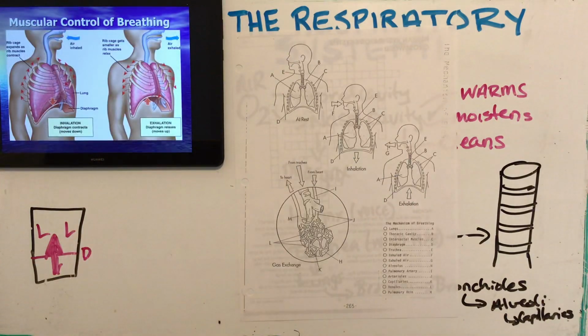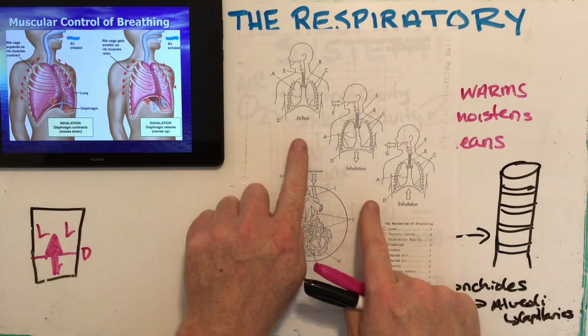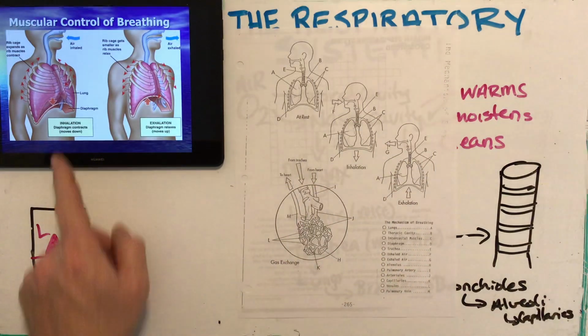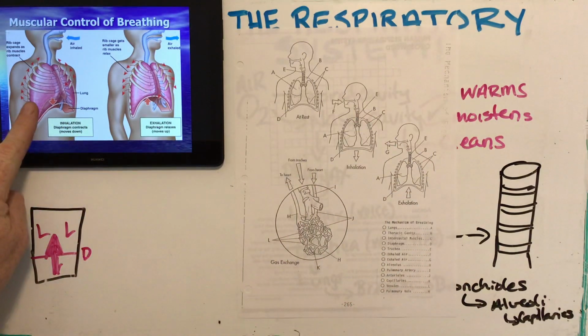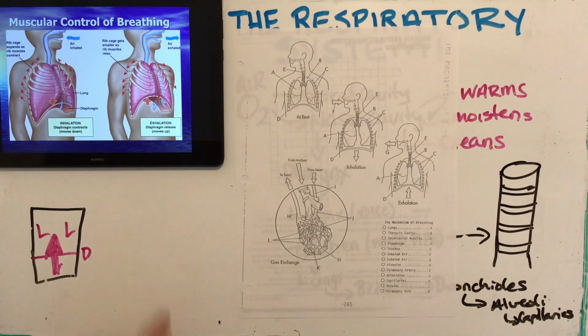So if we look here, here's a picture that is kind of the same as this picture here. And it shows the diaphragm. When it moves down, the lungs expand. When it moves back up, the lungs are squeezed and the air is squeezed out of the body. Breathing in, inhalation. Breathing out, exhalation.